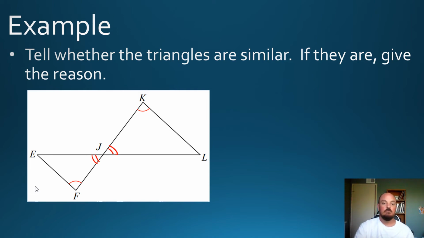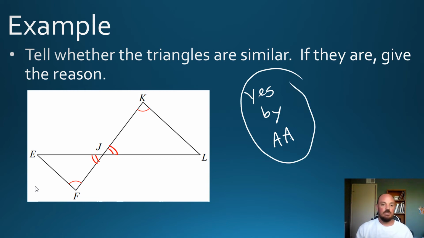That's all I need. I don't need to know the third angle. I don't need to know anything about the sides. I can automatically say yes by AA. So yes, these 2 triangles are similar. My reason is AA. I'm done. That's actually pretty much the same question we did yesterday. All right, let's try another one.